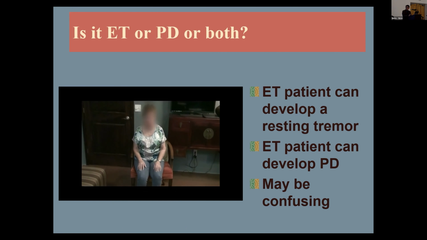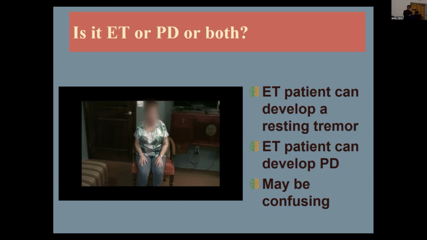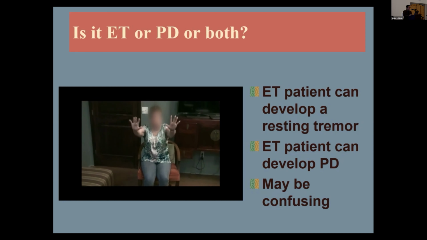So here's an example of a patient with a rest tremor in one hand, who has a long-standing history of essential tremor. And the question in my mind is: is this chronic essential tremor with some subtle Parkinsonism, which in this case is a rest tremor, or has the patient now developed Parkinson's disease? So it may be confusing when we see patients like this.